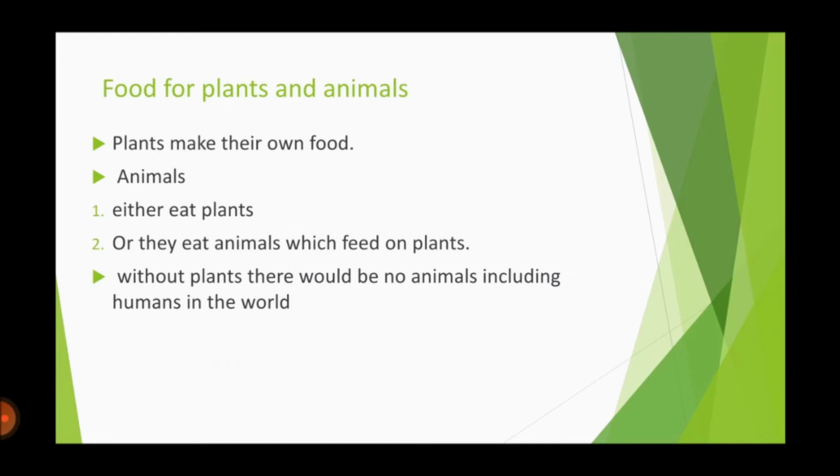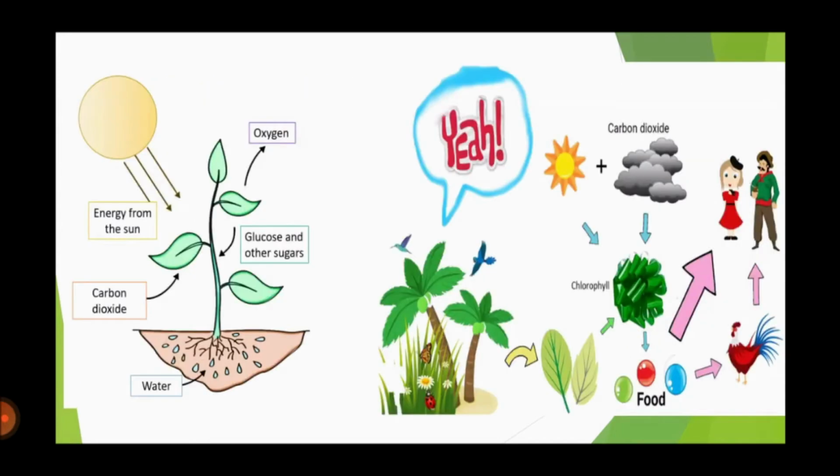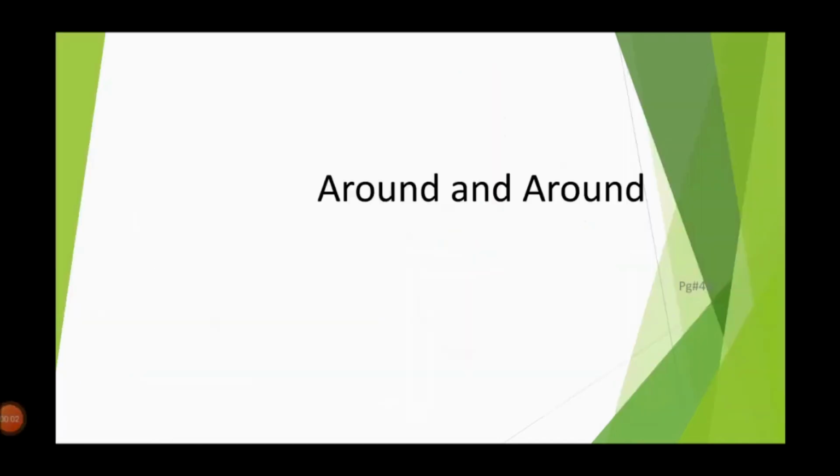So, food for plants and animals. Plants make their own food. Animals either eat plants or they eat animals which feed on plants. So directly or indirectly, they depend upon the plants. Every kind of animal living on this planet Earth totally depends on plants for food. Okay, so without plants there would be no animals, including humans, in this world. Clear?